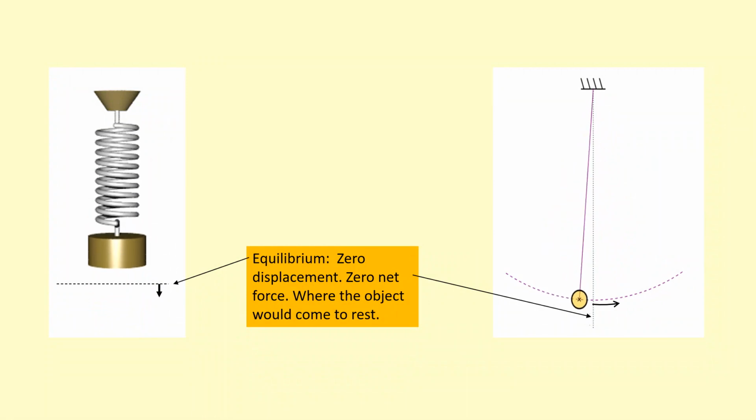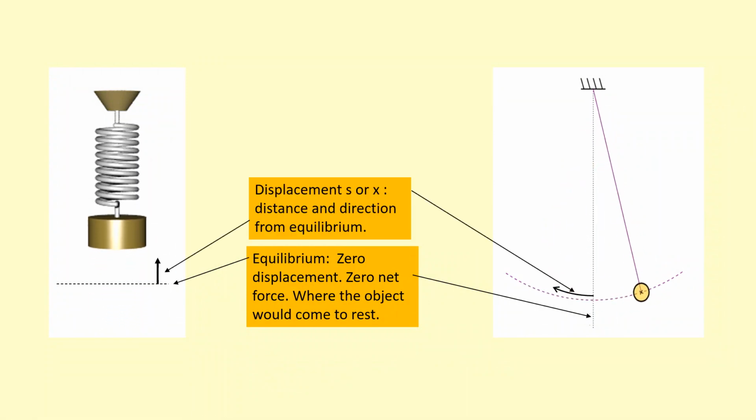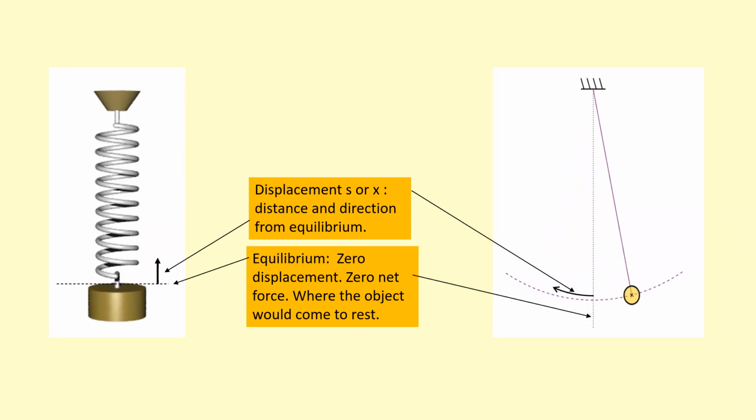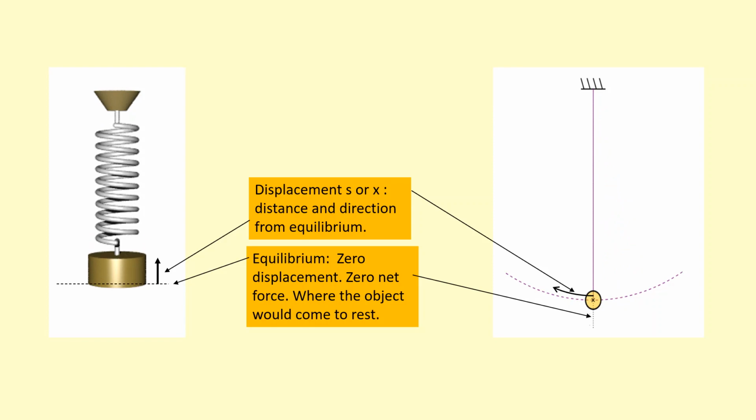Then we've got the displacement itself. So displacement is measured from the equilibrium. It can be positive or negative. So it's the distance and direction from the equilibrium because it's a vector. And normally we're going to represent that using the letter x.